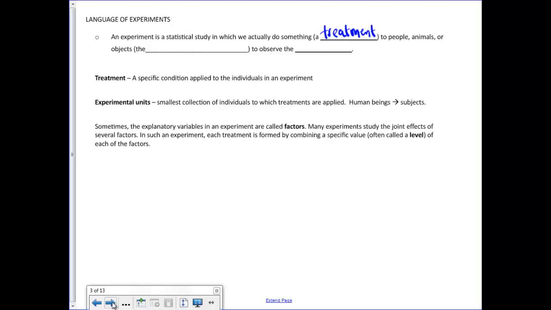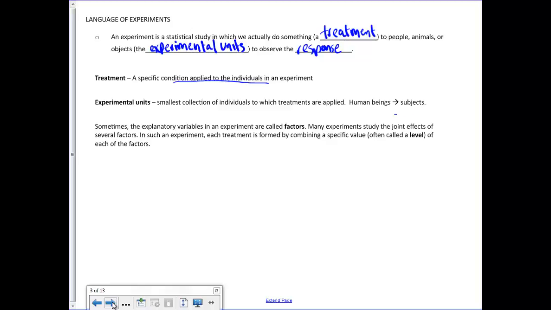So in an experiment, we do something, we apply a treatment to people, animals, or objects, and when we do something to people, animals, or objects, we call these our experimental units, to observe the response. So that's kind of the summary. That's basically what it is right there. What's a treatment? It's a specific condition applied to the individuals. What are the experimental units? It's your smallest collection of individuals to which we apply the treatments. And we'll go through some examples in a second.